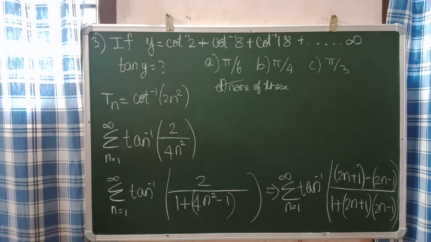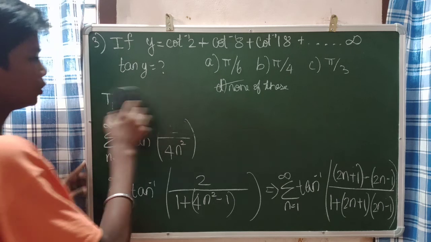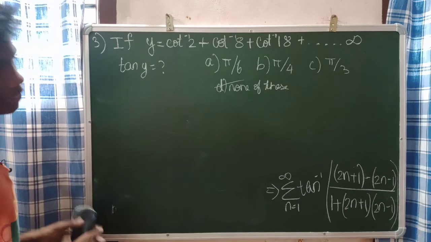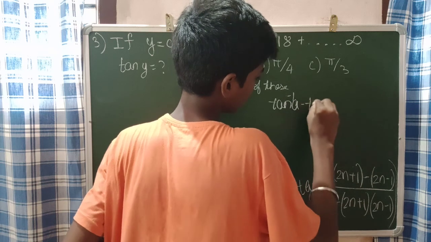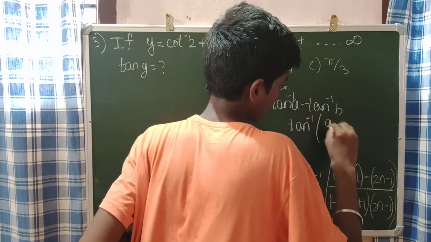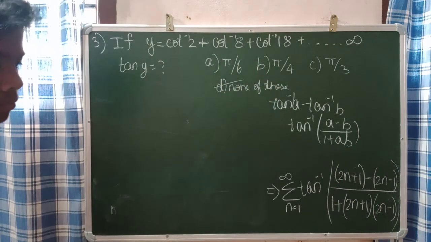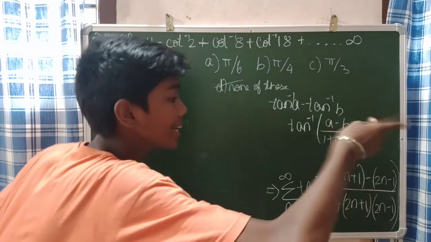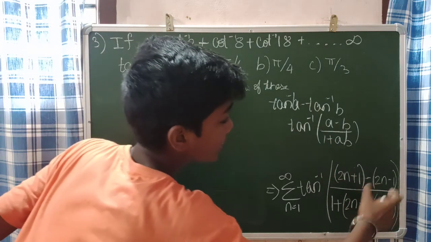So after this, listen carefully. We know what is tan inverse of a. So you know one formula of inverse trigonometry, right? Tan inverse of a minus tan inverse of b is equal to tan inverse of a minus b divided by 1 plus ab. This expression looks like this form now. Here your a is 2n plus 1 and b is 2n minus 1.